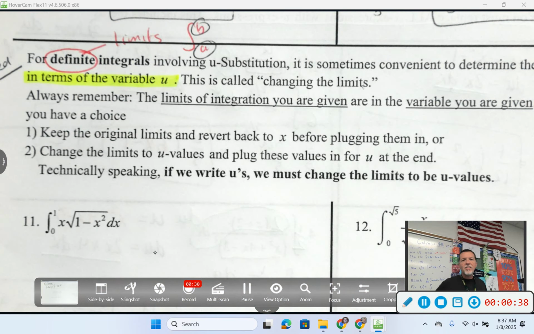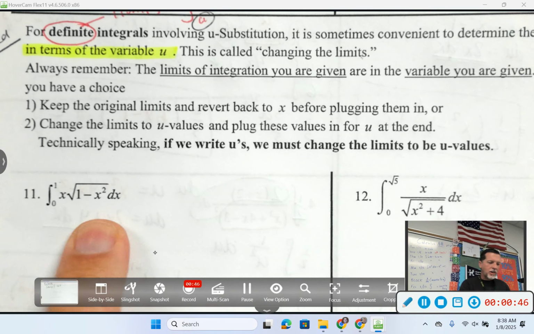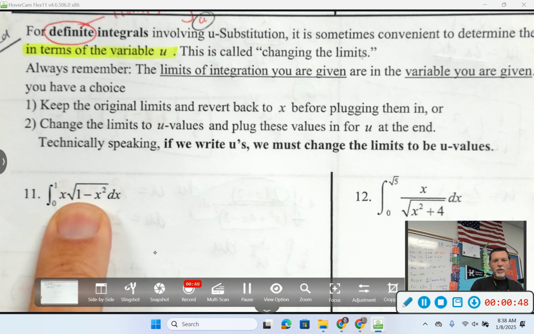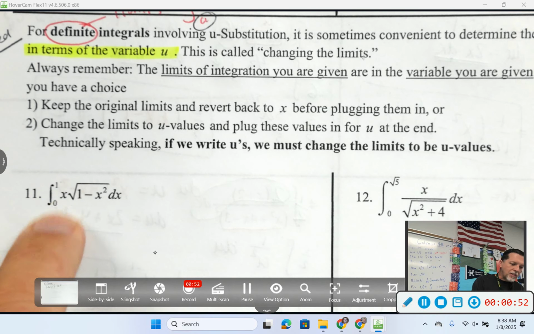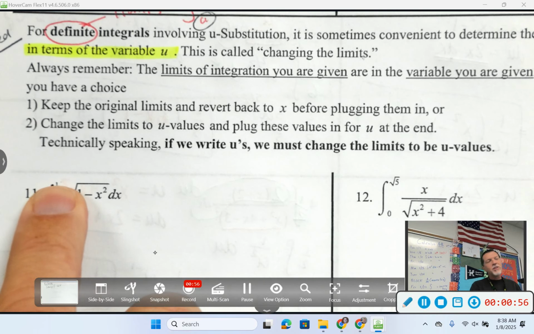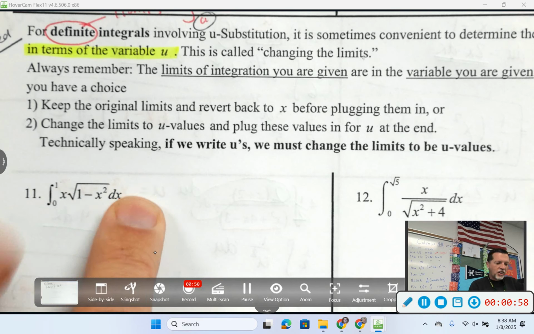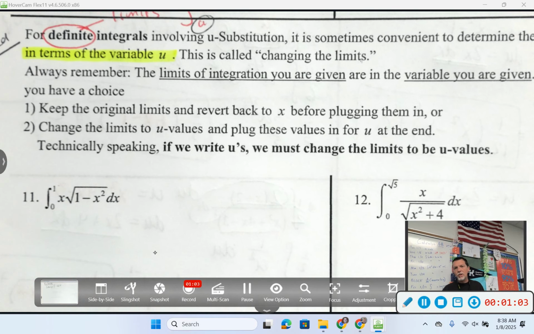Okay, this is changing the limits. You have to change everything. All the x things have to be u things. We talked a little bit about that yesterday. So the integrand needs to be u stuff, the dx needs to be du, but now we also have to think about those limits. As it's written, that's from x equals 0 to x equals 1. So if we change all this stuff to u stuff, we also have to change the limits to u limits.